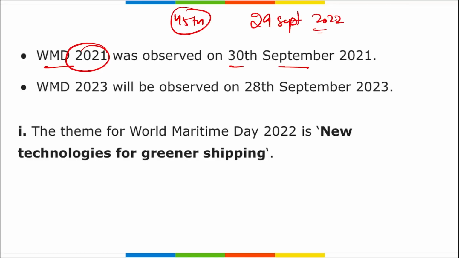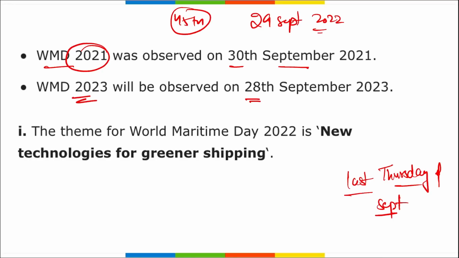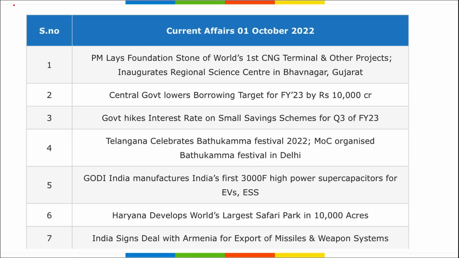As we know, this day is observed on the last Thursday of September. So on the last Thursday of September, we observe World Maritime Day. And in 23 it will be on 28th of September, and you can see the theme here, new technologies for greener shipping. Next friends, that's all for the day.